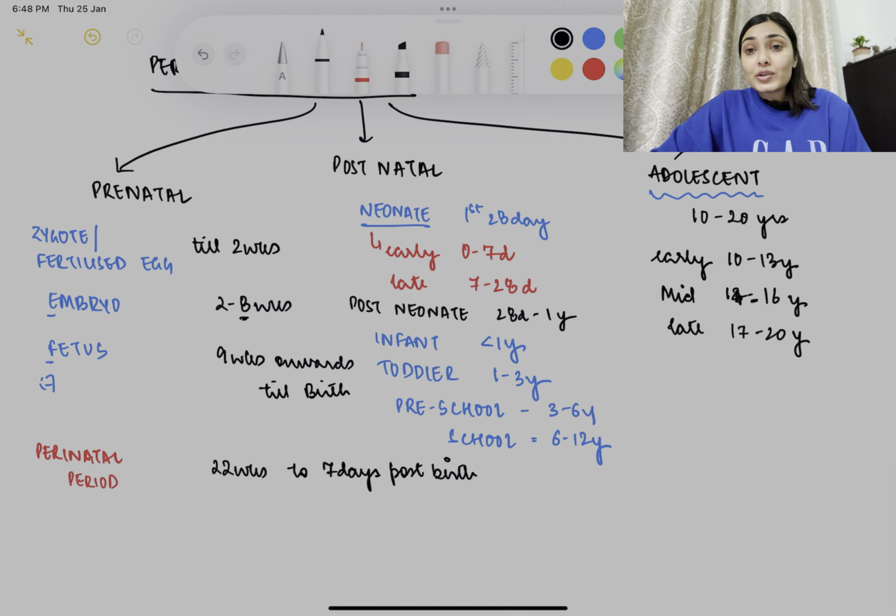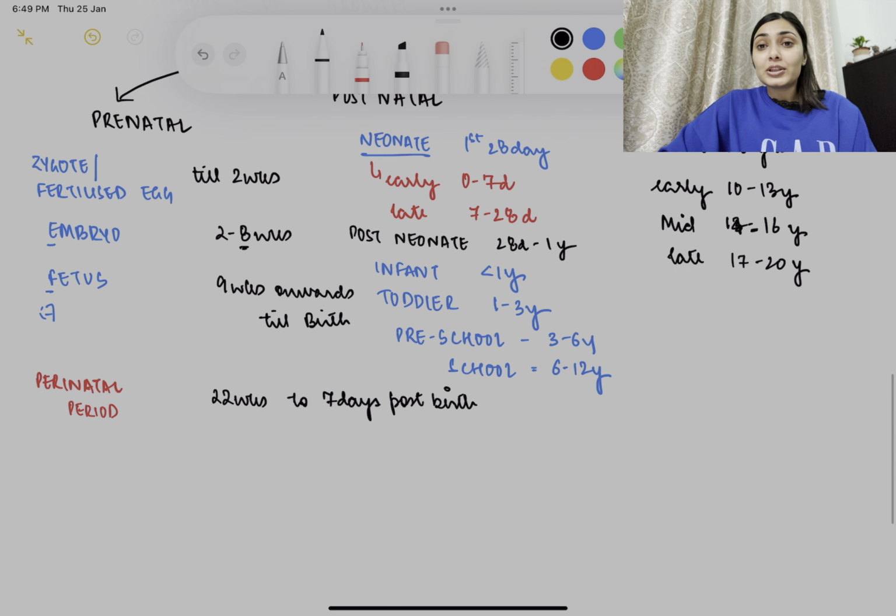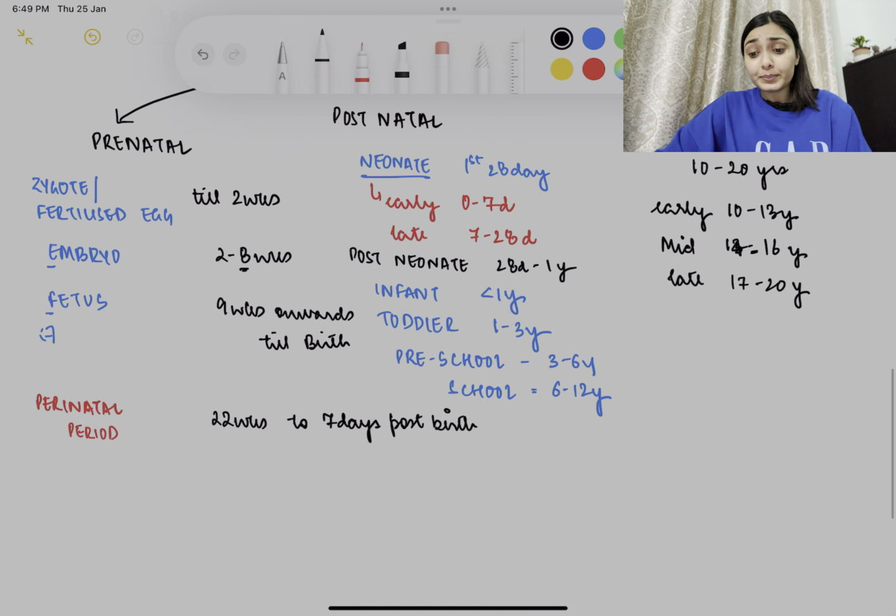Remember, this adolescence is different from puberty. Puberty means appearance of the secondary sexual characters, whereas adolescent is the age group that is defined. Right? So it is very different from puberty. Puberty means attainment of the secondary sexual characters, whereas adolescence is the age group, this age group 10 to 20 years.